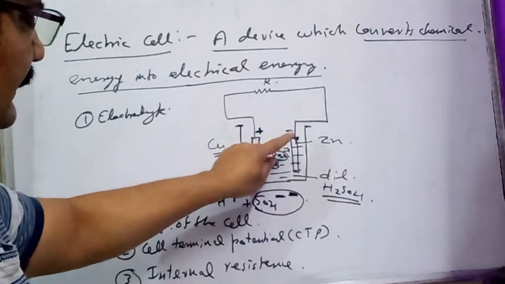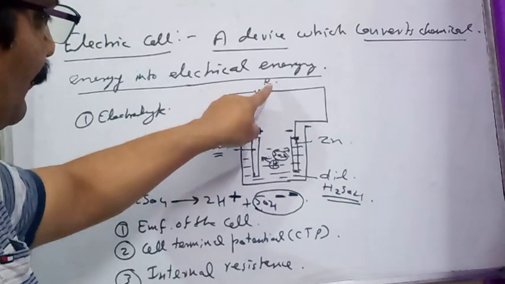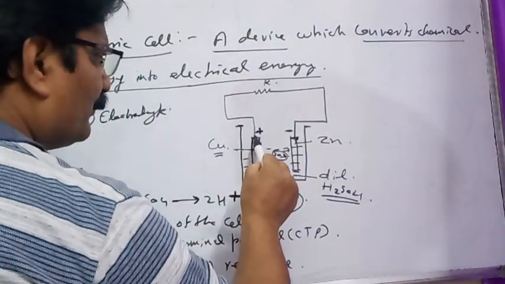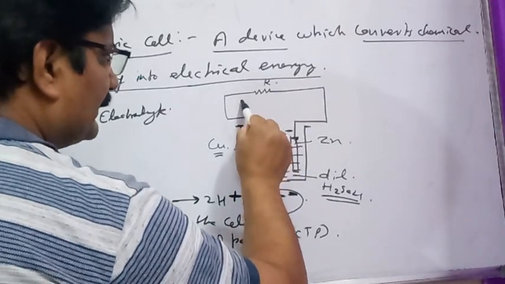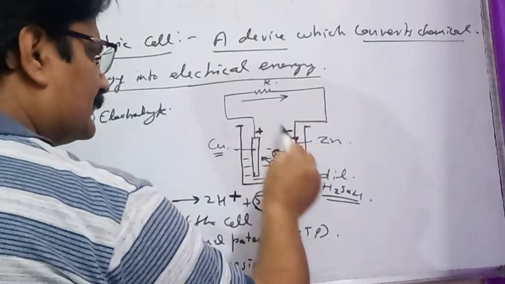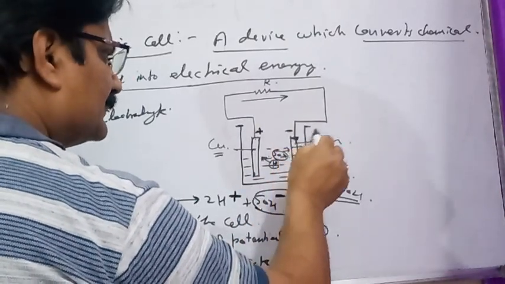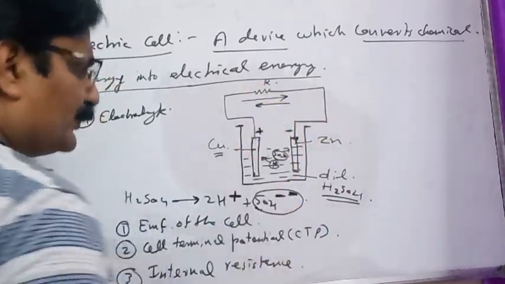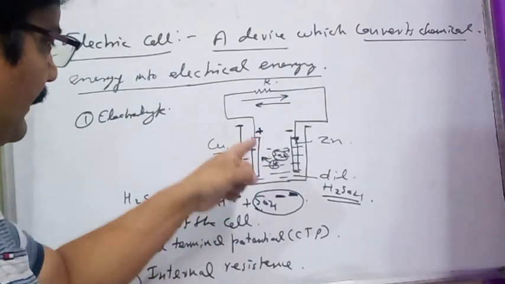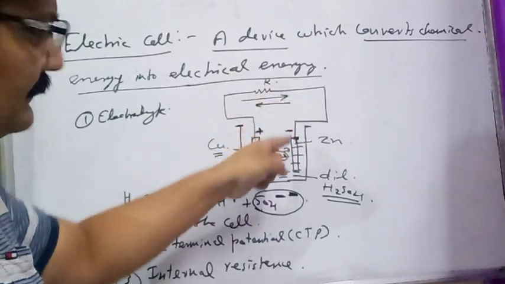When we connect this cell into an external circuit, suppose this is an external resistance, the current starts flowing from the positive terminal of the cell towards the negative terminal, and electrons flow from the negative terminal towards the positive terminal. In this way, an electric current is established between the two electrodes of the cell.